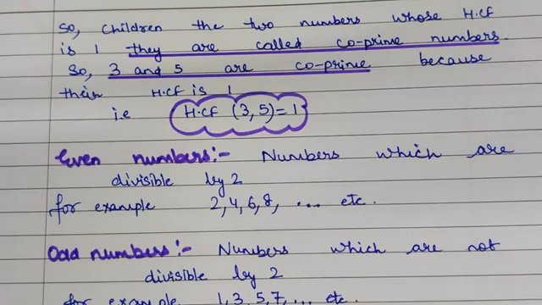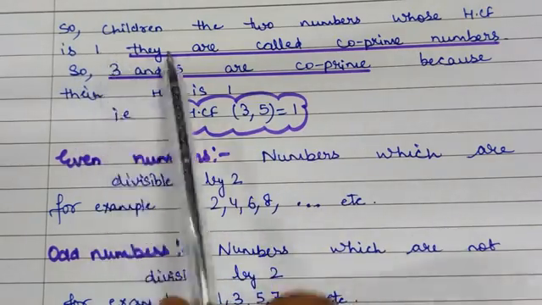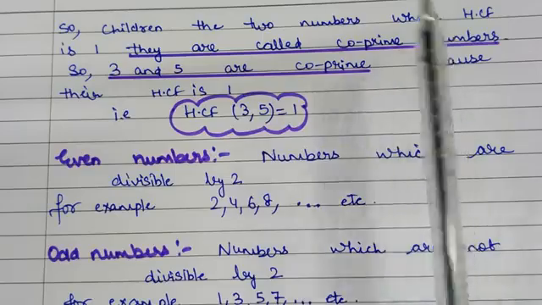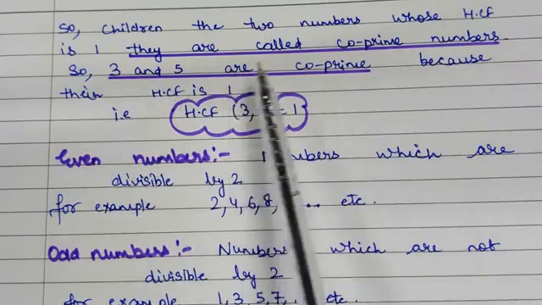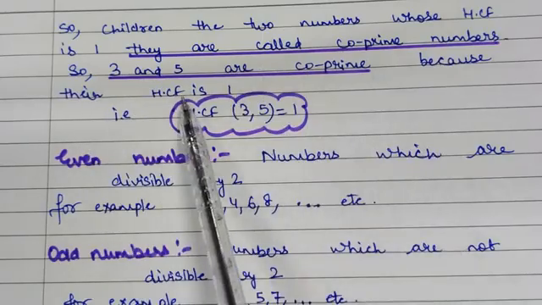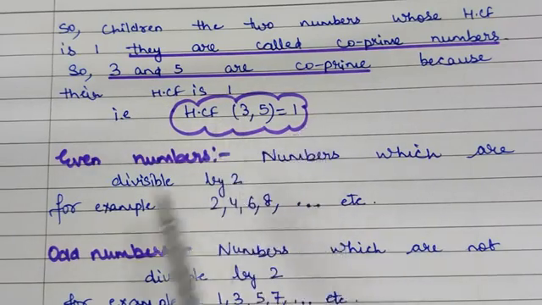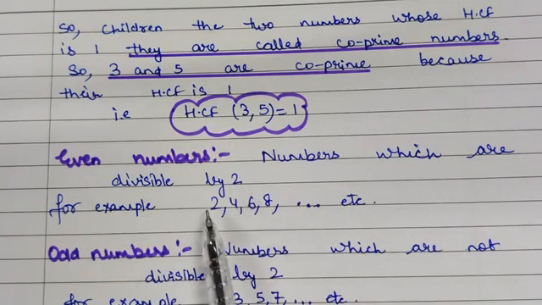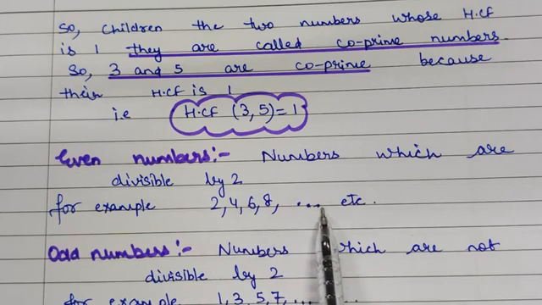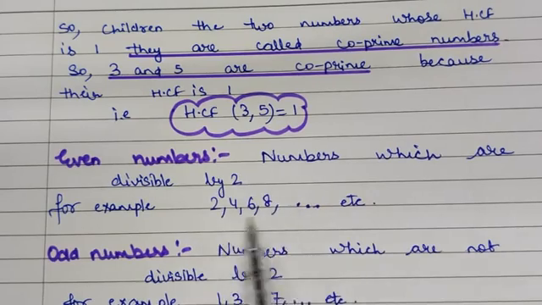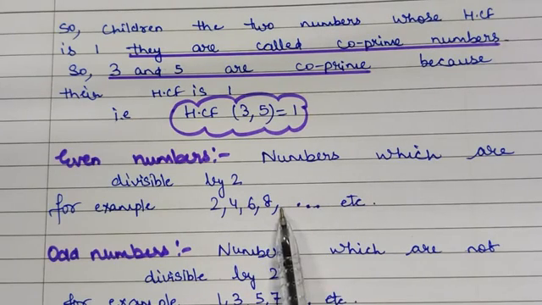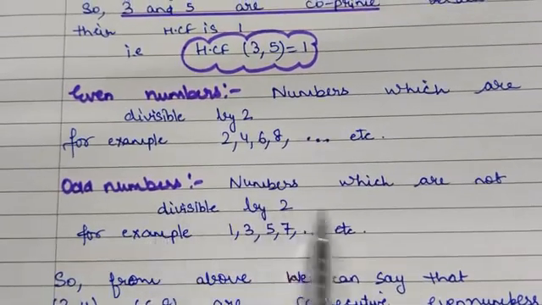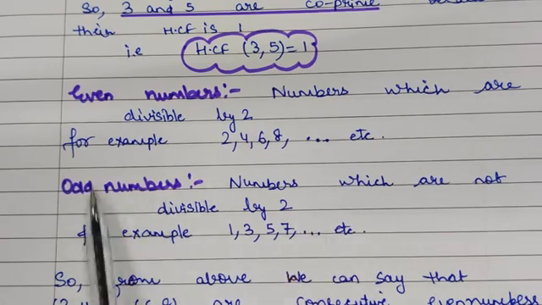So children, two numbers whose HCF is 1 are called co-prime numbers. So we can say that 3 and 5 are co-prime because their HCF is 1. Clear? Now, what are even numbers? Numbers which are divisible by 2, for example 2, 4, 6, 8 and so on. These all are divisible by 2, so they are called even numbers. What are odd numbers? Numbers which are not divisible by 2. For example, 1, 3, 5, 7 and so on. These all are odd numbers.